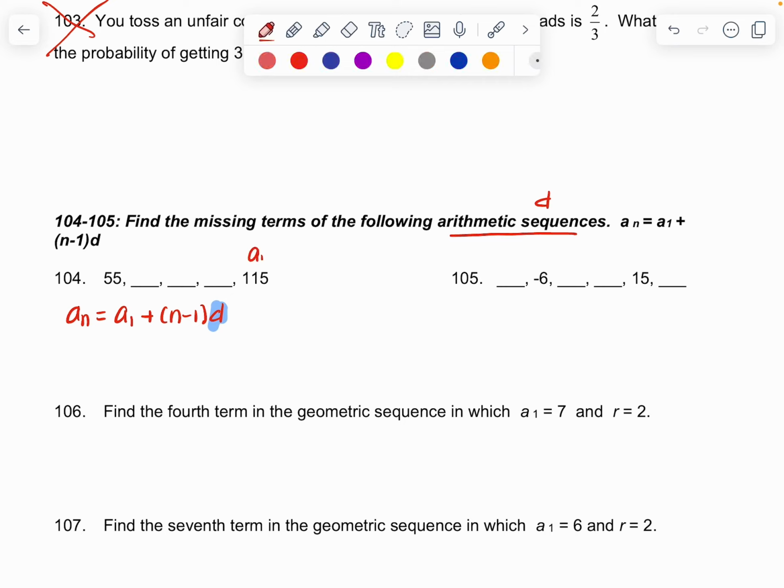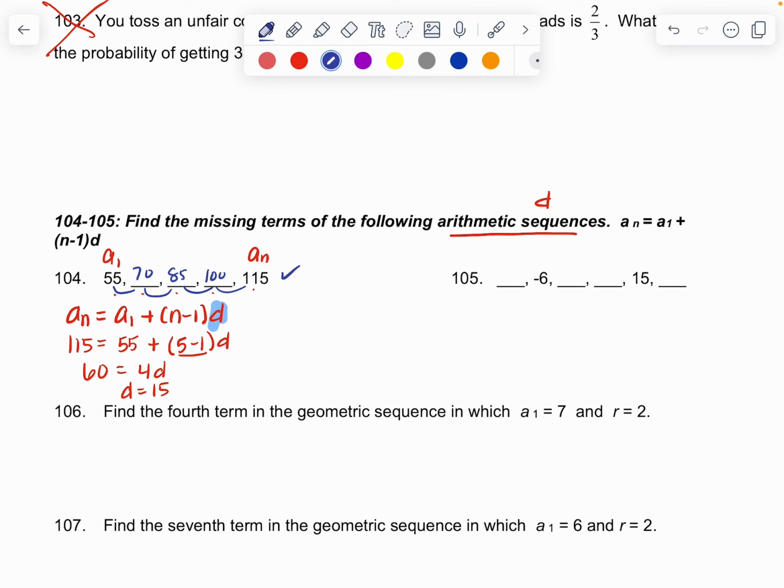A sub n is going to stand for your last term here, so it's 115. A sub 1 is going to be your first term, which is 55. And then n is the number of terms, 1, 2, 3, 4, 5. So 5 minus 1 times d. If I subtract 55 from both sides, I'm going to get 60 equals, and 5 minus 1 is 4d. If I divide by 4, I'm going to get that d equals 15. So if I add 15 to 55, that gives me 70. 70 plus 15 is 85. 85 plus 15 is 100, and 100 plus 15 is 115. I just found my terms.